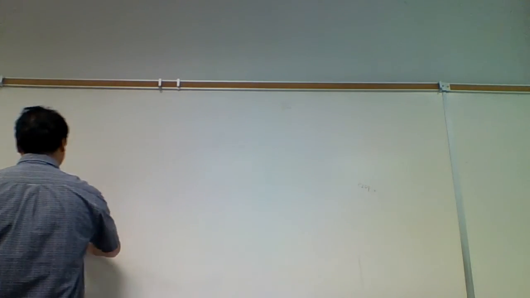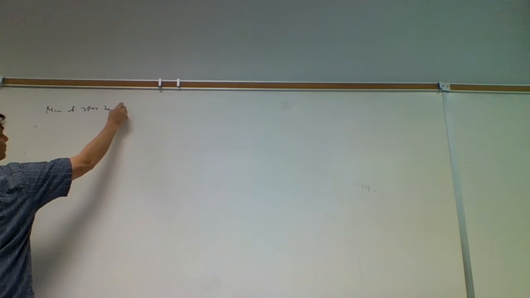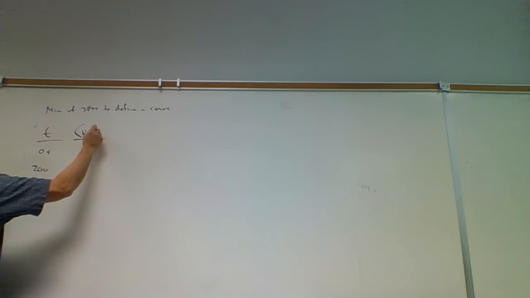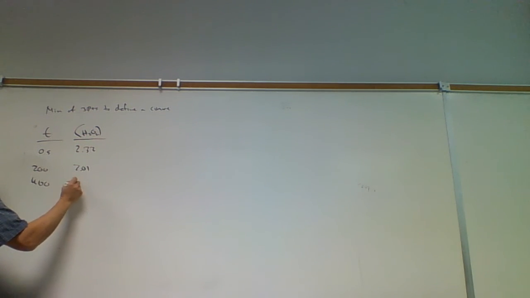And so we need a minimum of 3 points, but the more the better, because the more points, the more accuracy we'll have. And the wider the spacing interval, the better. But a minimum of 3 points to define a curve. So we're just going to take those first 3 points. If we look at the time, it's 0, 200, 400. And then the concentration of the hydrogen peroxide is 2.32, 2.01, 1.72.